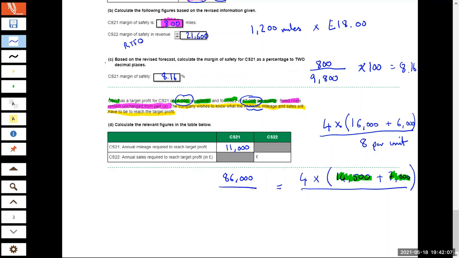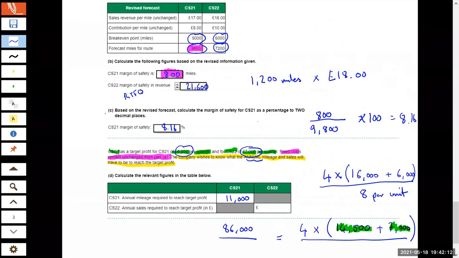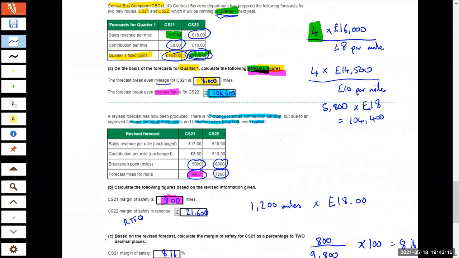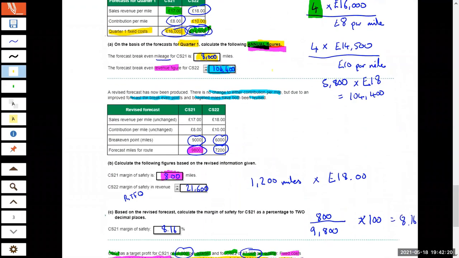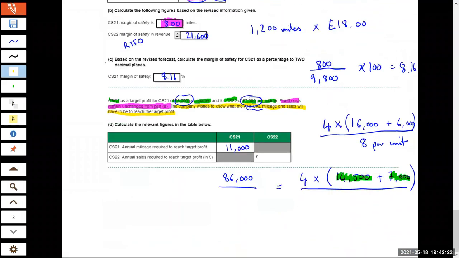But the contribution is the same rate. Can someone tell me what the contribution is? Yep, thanks, Margot. The contribution remains the same at 10. Brilliant. So it's 10 up here. So we divide this by 10, and therefore we get 8,600 miles. But what we want to know is the total revenue.